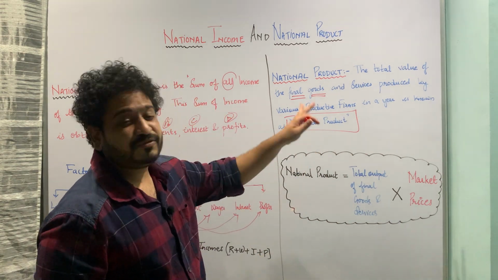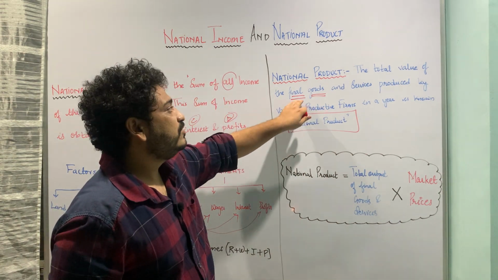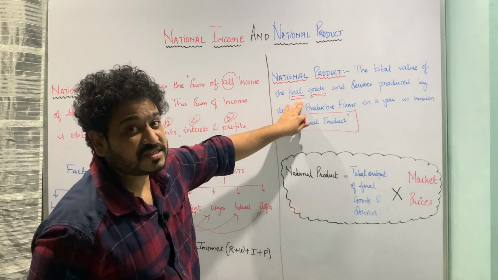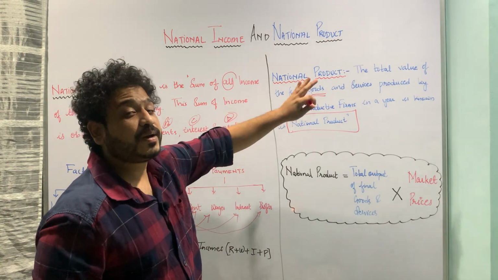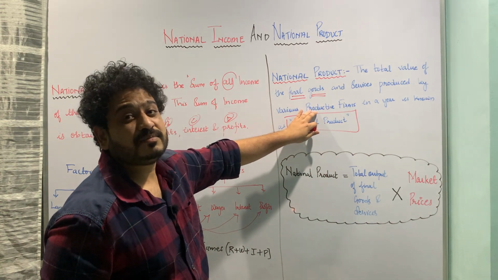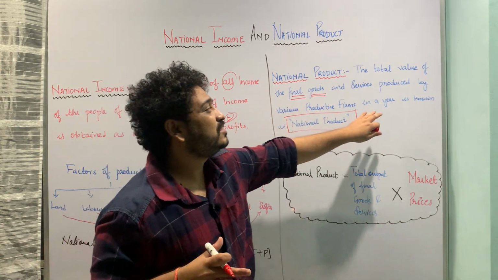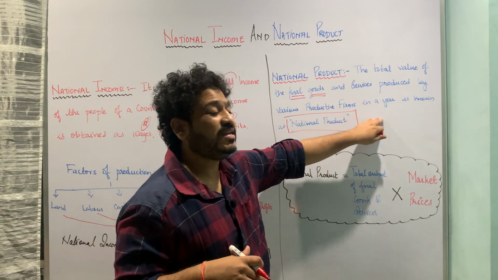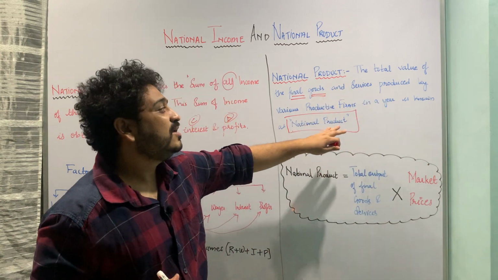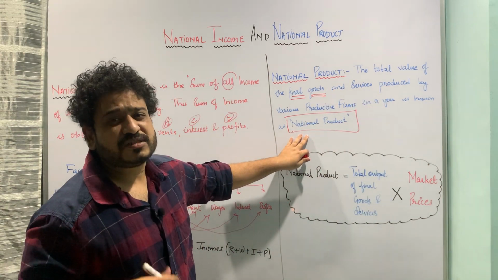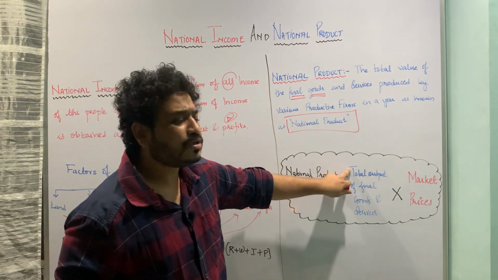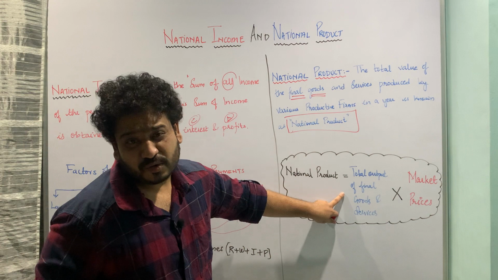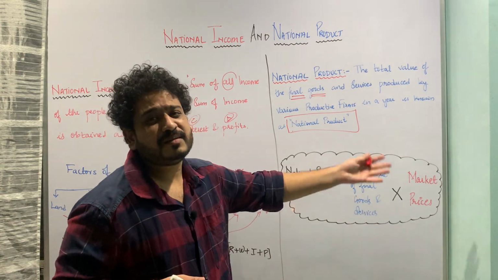Now here there are few important things which you have to note. First, I am looking at final goods and services, not intermediate goods and services. Final goods and services produced by whom? By productive firms. In what time frame? It is in a given year or 1 year, and such a thing is known as national product. To simplify it further, national product is the total output of final goods multiplied by the market prices.